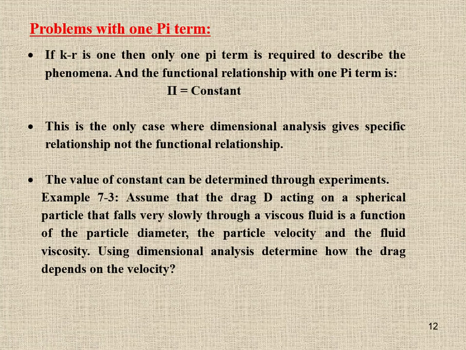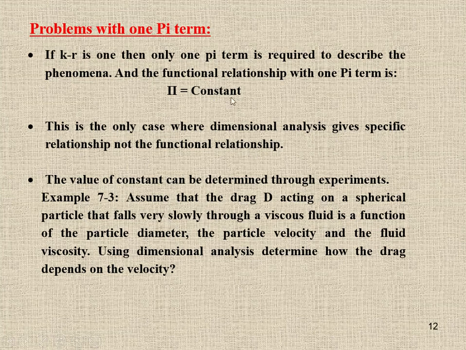Okay, so here if k minus r is equal to 1, then only 1 pi term is required to describe the phenomena. And the functional relationship with 1 pi term is, so definitely the pi term is a constant. If there is a 1 pi term, definitely it will become constant. So this is the only case where dimension analysis gives a specific relationship, not a functional relationship.